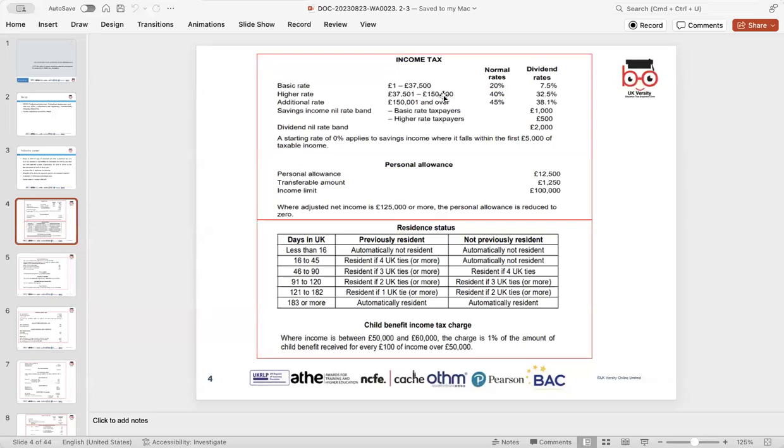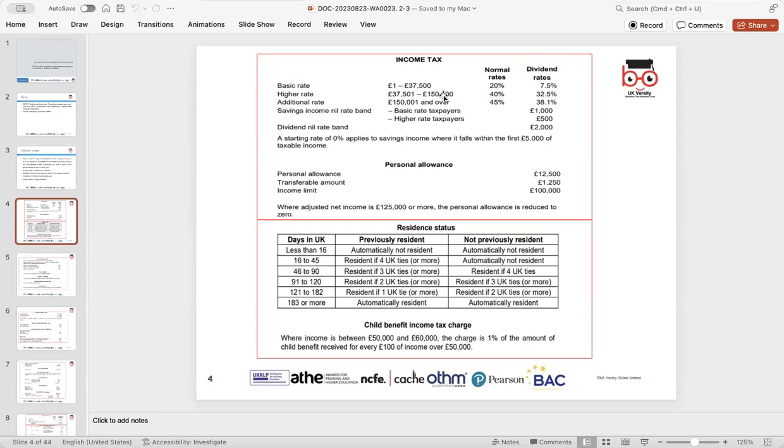In addition to these normal rates, there are specific rates for dividends. Dividends are taxed at 7.5% for basic rate taxpayers, 32.5% for higher rate taxpayers, and 38.1% for additional rate taxpayers. There is also a dividend nil rate band of 2,000 pounds.